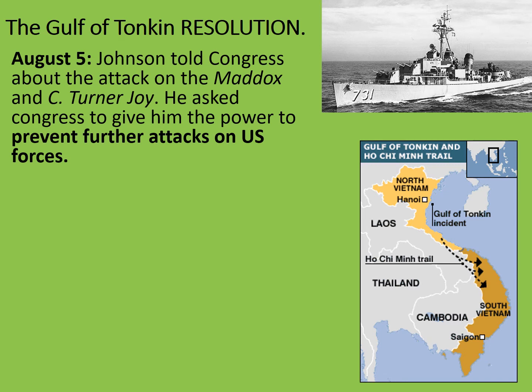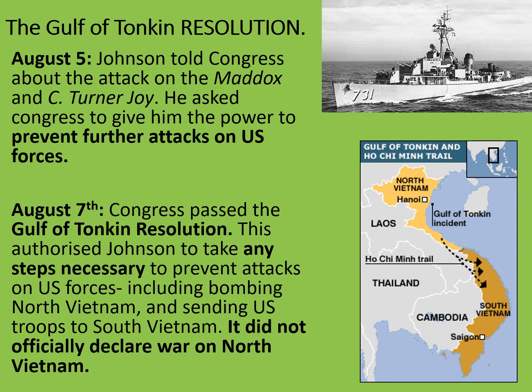Now that's quite vague and it's slightly euphemistic. He's not really saying what he means there. The power to prevent further attacks on US forces would effectively give him a much wider scope of the sort of action that he could take in Vietnam. Two days later, on August the 7th, Congress passed the Gulf of Tonkin Resolution. This authorised Johnson to take any steps necessary to prevent attacks on US forces, including the bombing of North Vietnam and sending US troops into South Vietnam.